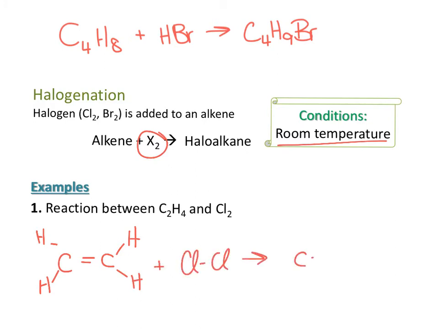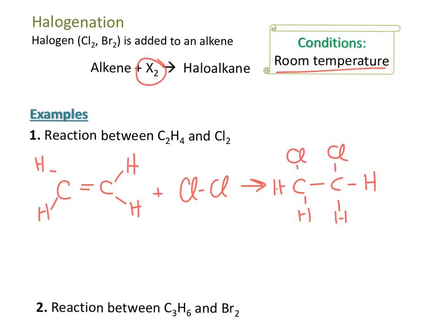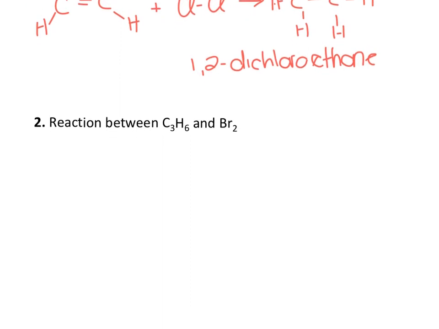That means that each carbon gets a chlorine, and we end up with, remember, this is quite important, so here we're going to end up with 1,2-dichloroethane. The chlorines go on separate carbons. If we look at C3H6, now they've given us a molecular formula. It doesn't matter.